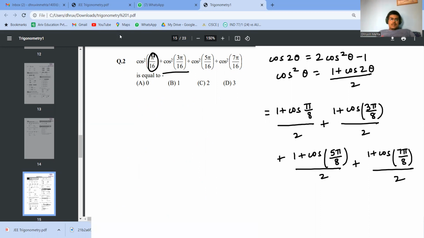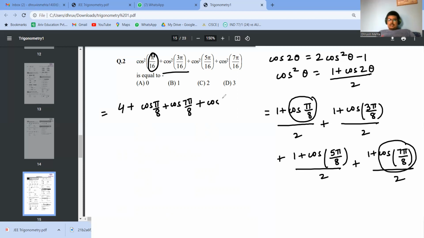Yes. So all the ones add up, we'll get 4. Now Arush will take this cos pi by 8 with cos 7 pi by 8, plus cos 3 pi by 8 plus cos 5 pi by 8. Let's go complete this, guys. You have to now use the cos C plus cos D formula, and this is whole upon 2.